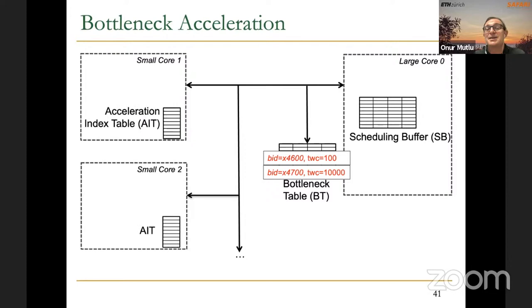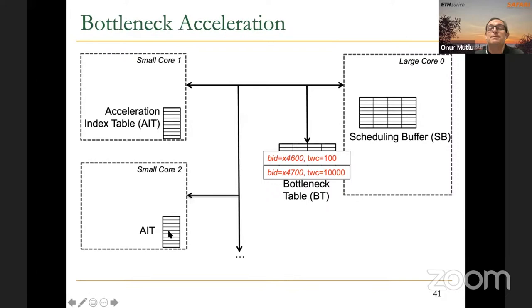So you can say that this bottleneck table can be a large overhead, because now in order to execute a bottleneck, you need to query this table. So what we do is we cache the entries in this table in the small cores using structures called acceleration index tables, such that the small core can quickly ask the question, should I accelerate this bottleneck or not? And of course, you need to keep this acceleration index table coherent with the bottleneck table.